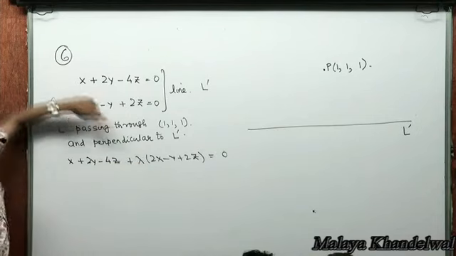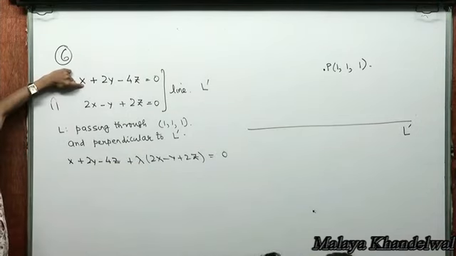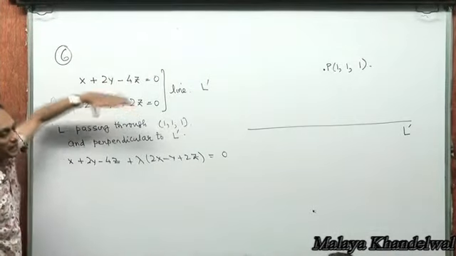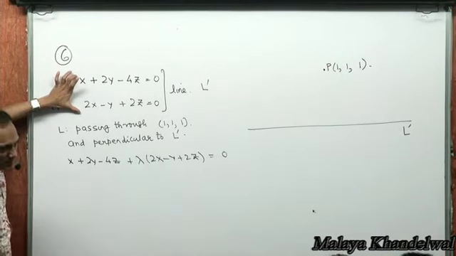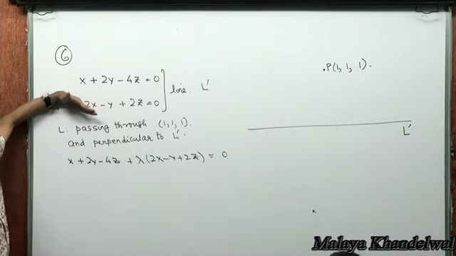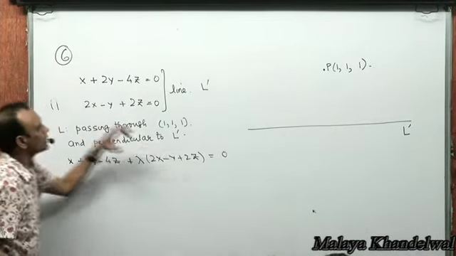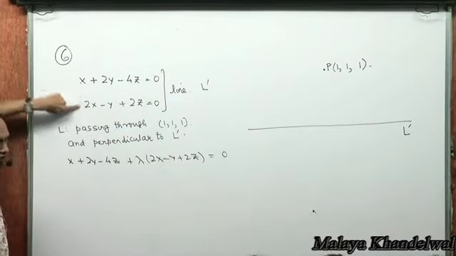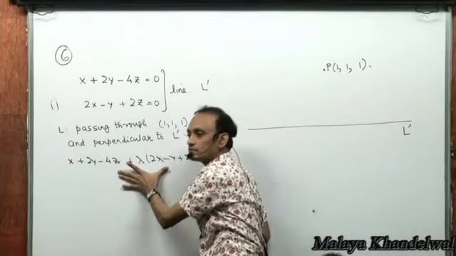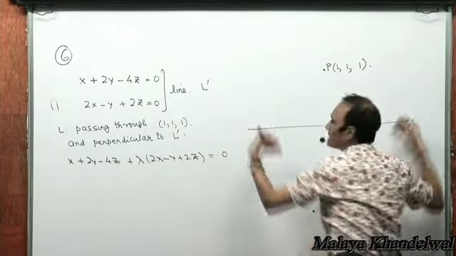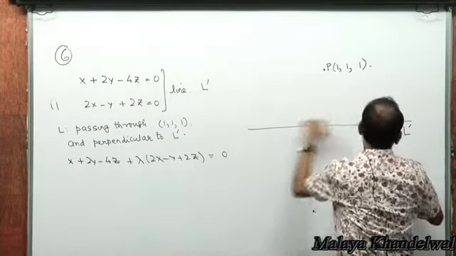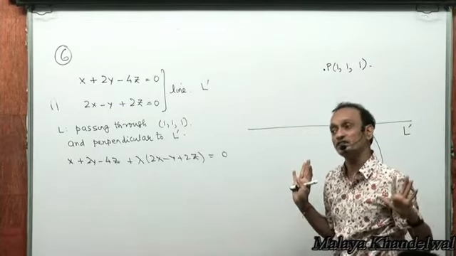But does this plane pass through the line of intersection of these two planes? The line of intersection of these two planes is L prime. Yes or no? It's the line of intersection of these two planes. That's L prime, right? So is this a plane passing through the line of intersection of these two planes? A linear combination of two planes will pass through L prime. That means L prime is contained in this plane. This is a plane on which L prime lies.